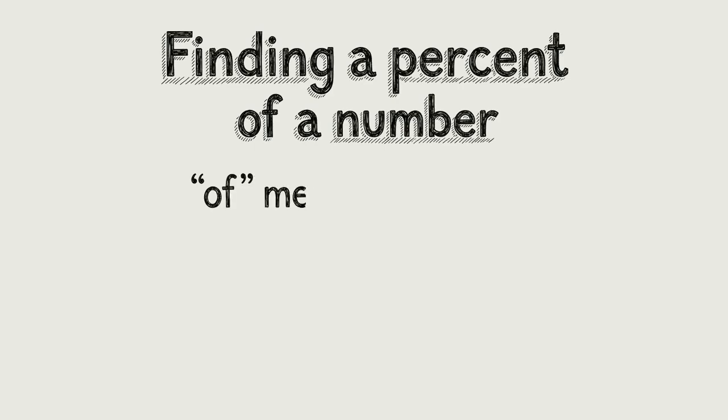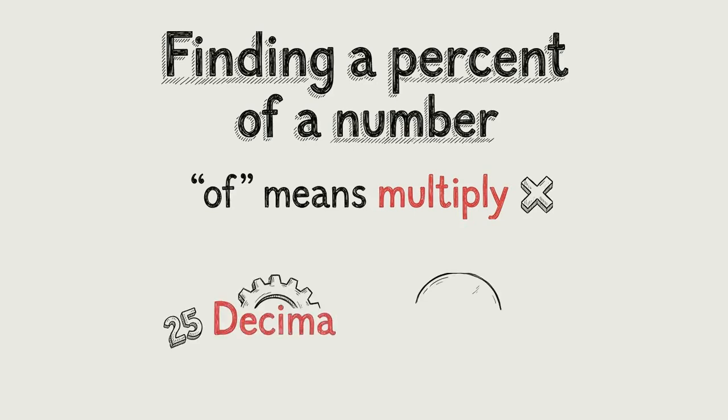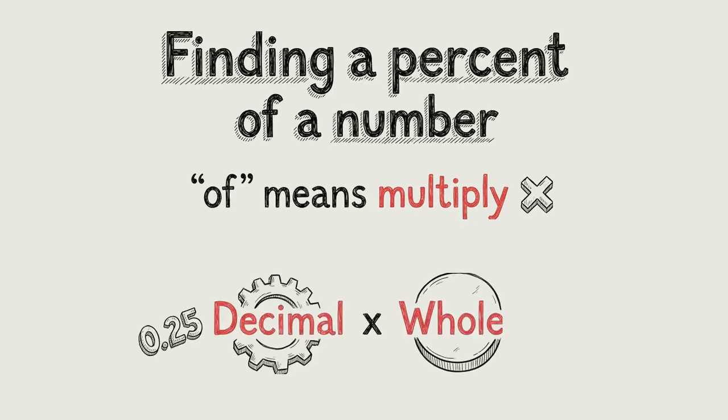The key idea is this. The word of in math usually means multiply. So to find p% of a number, we turn the percent into a decimal, then multiply by the whole. Let's walk through an example together.